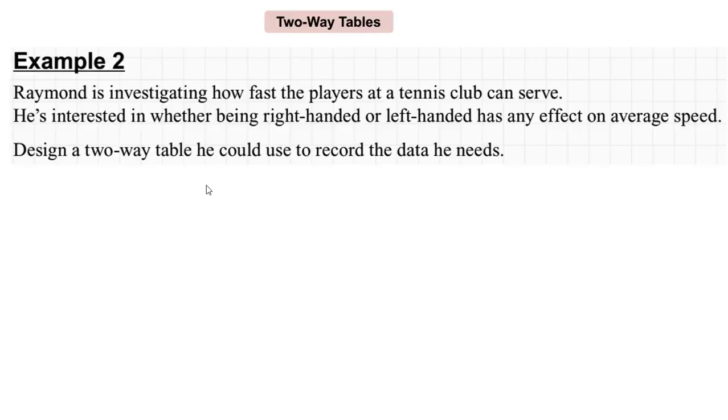Now, when you're designing a two-way table, you will need to have rows and columns. Rows will always go across, but the columns will always go down. Now, at the top, the rows going across would be one set of information. So it could be the speed, the time taken for this tennis club to serve. And then going down could be whether the person is right-handed or left-handed. Okay. So if I just show you a table that's been designed here.